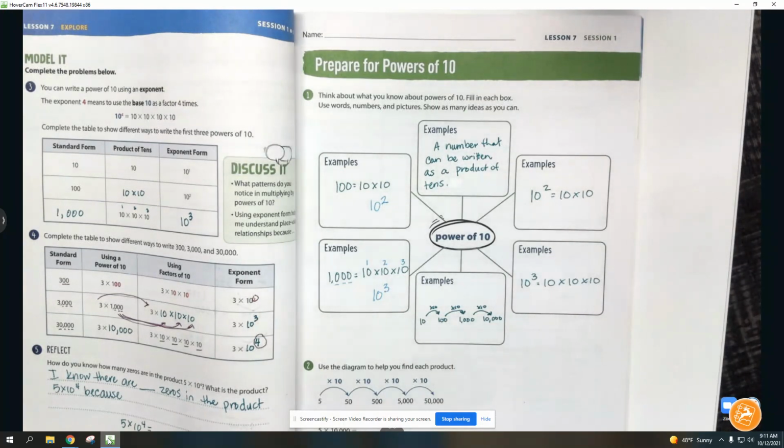So that is your math for today. Go ahead and finish this out. And then when you are done, do numbers 2, 3, 4, and 5 on your own. And then you will be done for the day.